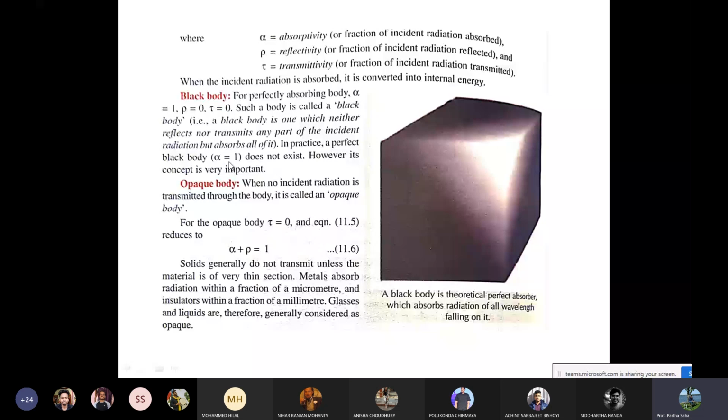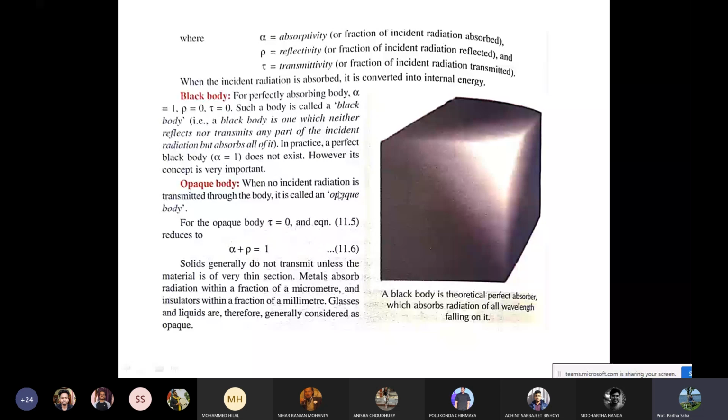Even carbon black, which is considered close to a black body, is still not a black body. So in reality there is no black body, but for the sake of understanding and for different calculations, we consider black body radiation and take alpha equal to 1. However, the concept is very important. Let us now look into another concept, that is the opaque body.